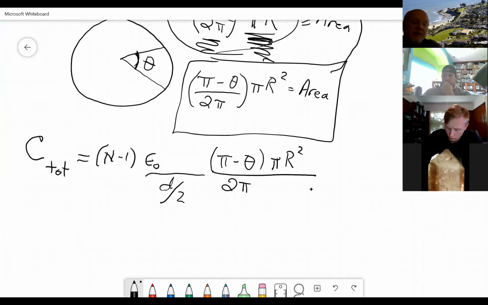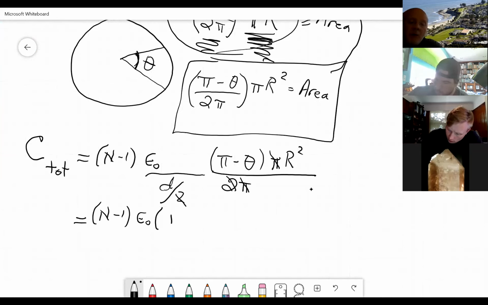Because a lot of this does simplify. Yeah, you can cancel out the 2's and the pi's, it looks like. Yeah, that might be it, huh? So this would be an n minus 1. Then I'd have an epsilon naught. Then I'd have the quantity pi minus theta and r squared all over d.